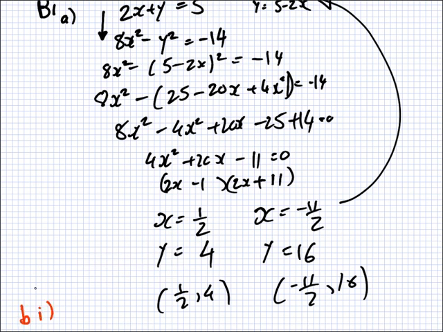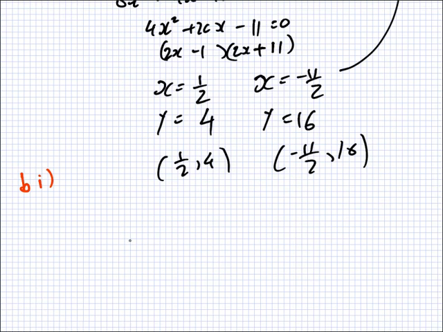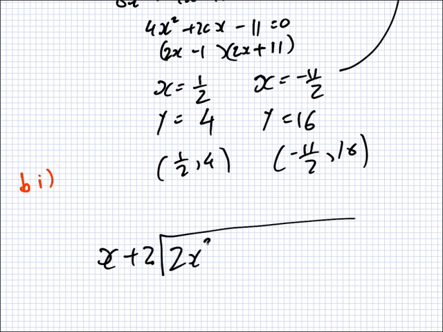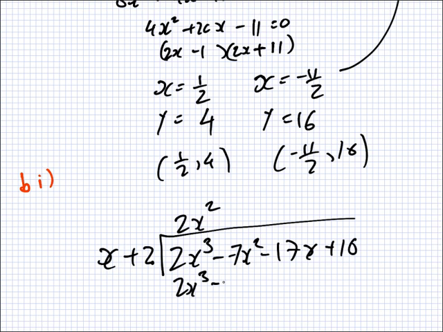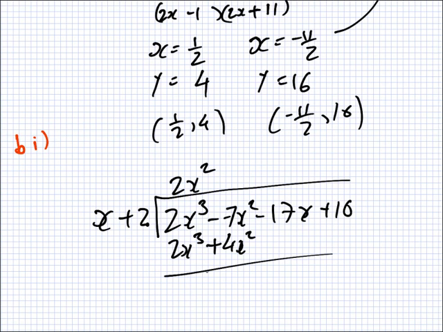B1. So what have we got going on here? Just the long division, and factorizing in the second part. 2x cubed minus 7x squared minus 17x plus 10. 2x squared, 2x cubed plus 4x squared. So is that right? Yeah. So that's 11x squared.